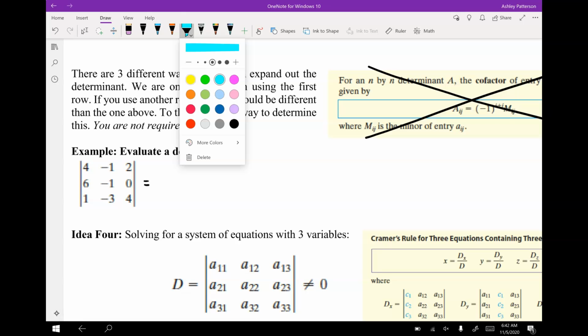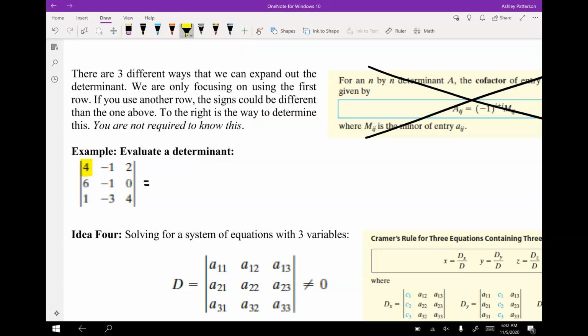Now, it's nice because I have the ability to highlight and erase. You guys can just circle and erase if that's helpful for you to have that visual. So 4 is the first number in the upper left-hand corner. I don't use that row or that column. So that means 4 is going to be multiplied by this 2 by 2 matrix. And then remember, it's subtraction.